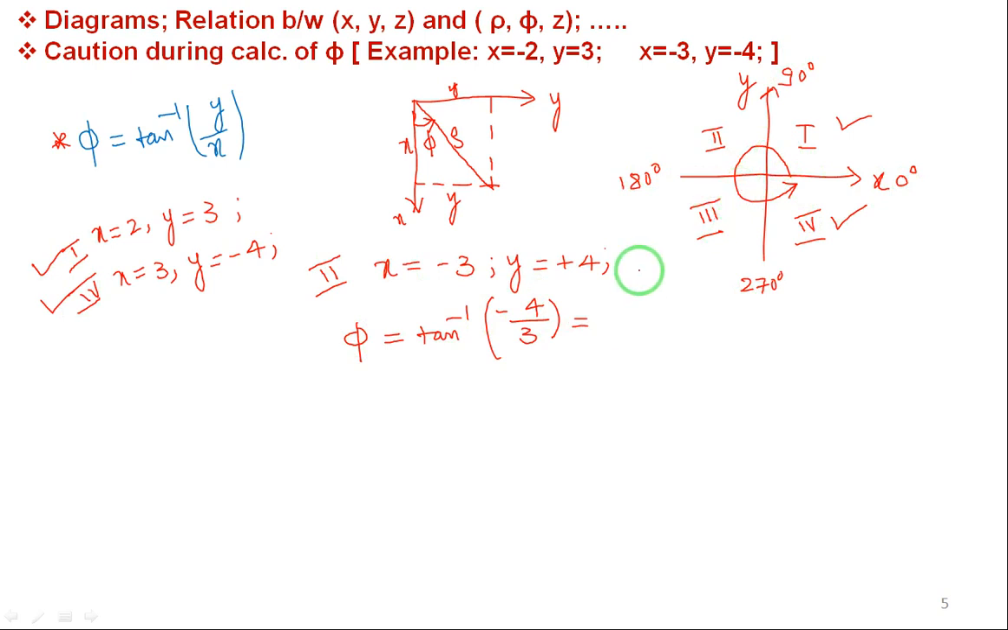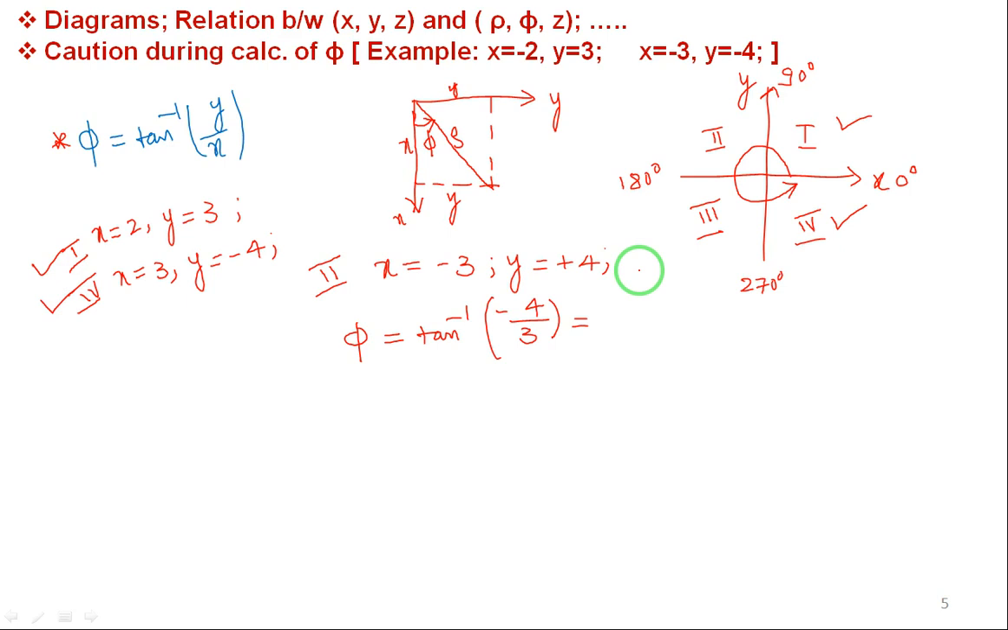So tan inverse of -4 by 3. I will take my calculator. You also take your calculator and try to calculate. Okay, my calculator cell has gone. One of you calculate tan inverse of -4 by 3 and tell me how much you get.